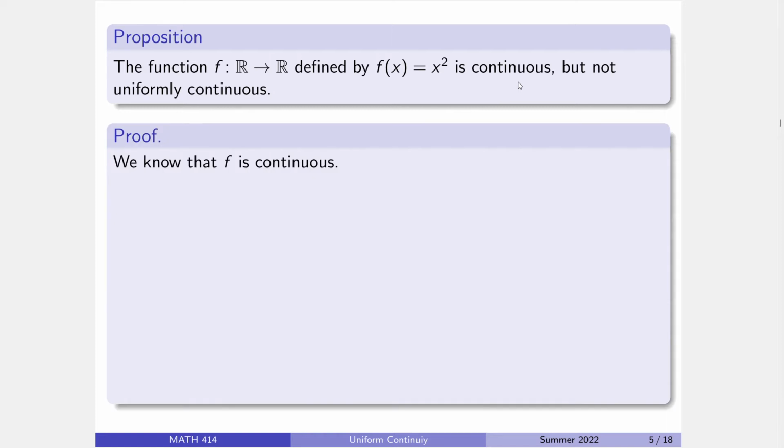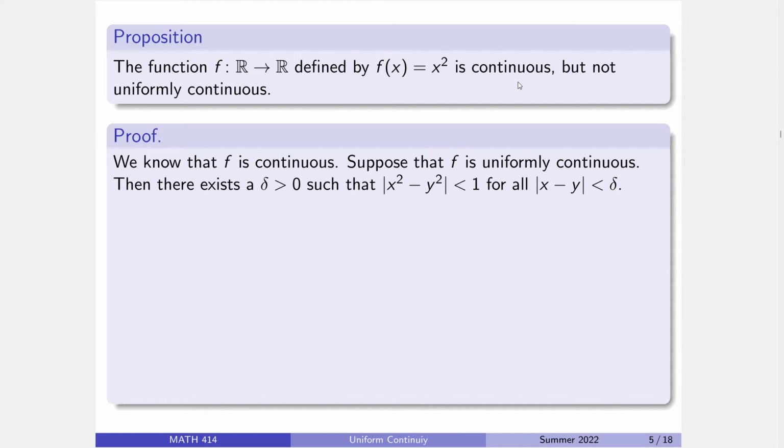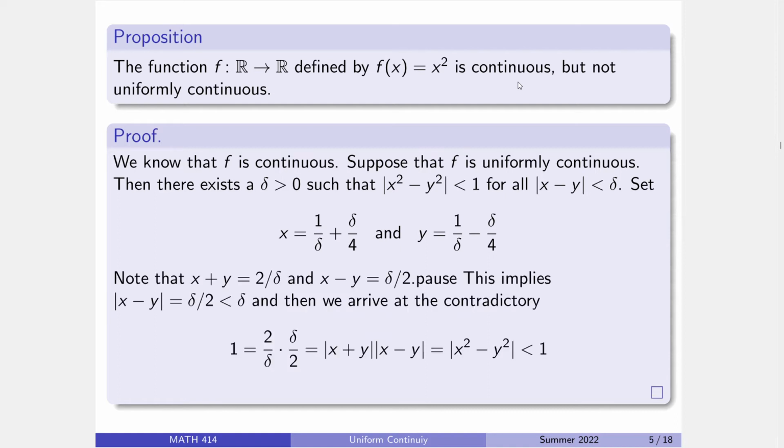Let's actually prove it. Okay, so first of all, we know this is continuous, it's a polynomial, we already know those are continuous, so nothing to see here. Alright, but let's suppose it was uniformly continuous. Well, that would mean that there is a delta, so that |x squared minus y squared| is less than 1, and that's good for any x and y that are within delta of each other. So at first glance, this seems like it should be fine, but something happens here. Let's pick x to be 1 over delta plus delta over 4, and y to be 1 over delta minus delta over 4. Note that when I add them together, I get 2 over delta. And when I take their difference, I get delta over 2.